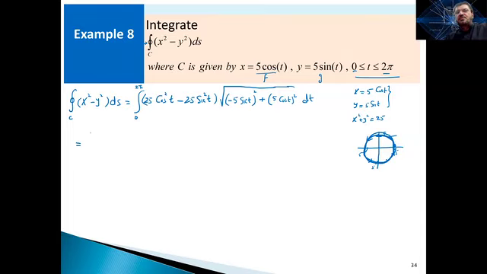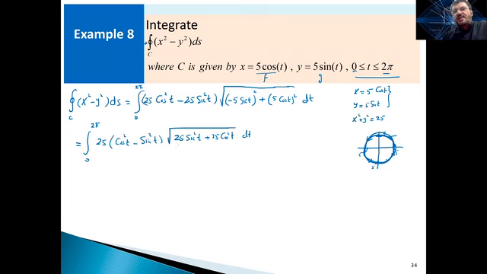And this is equal to the integration from 0 to 2 pi. 25 can be factored out from here. So what am I left with? Cosine squared t minus sine squared t. Now let's go here, guys. This is the square root of. You square this one, you get 25 sine squared t plus 25 cosine squared t dt.